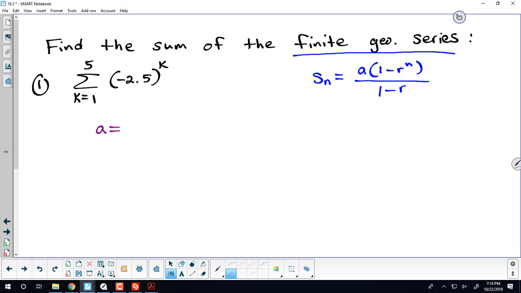Our first term would be what? Yeah, when k is 1, the first term is negative 2.5. Okay. The common ratio, R, is what? Negative 2.5 as well. And N is the number of terms or the number of things we're adding up. How many things do we add up if we go from 1 to 5? 5.